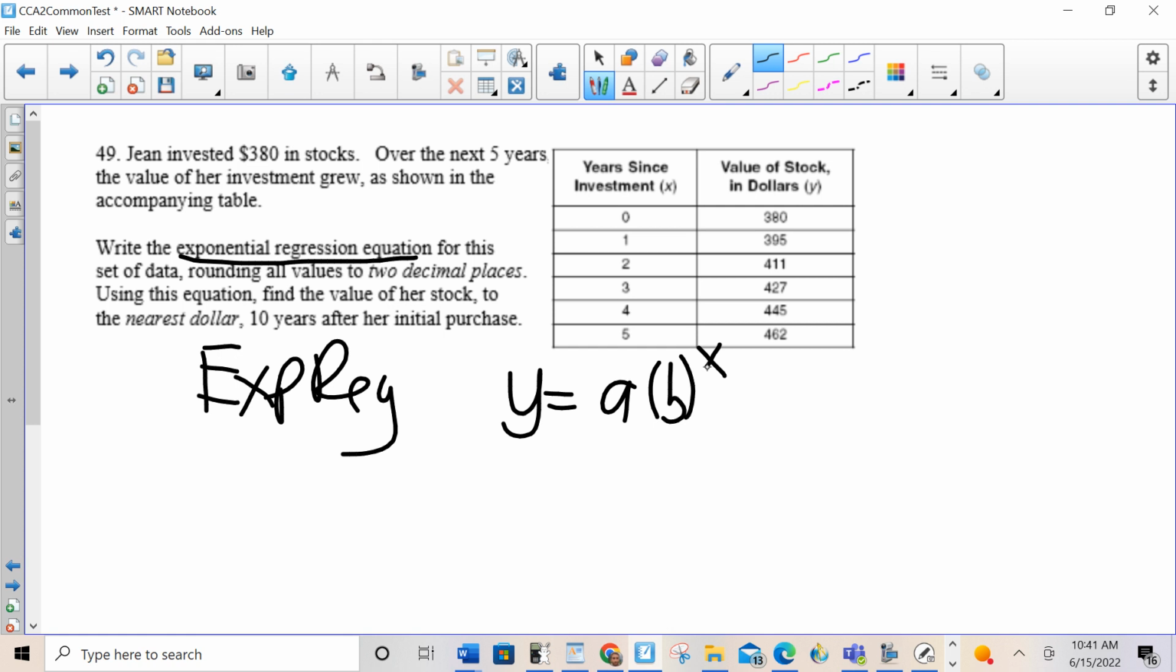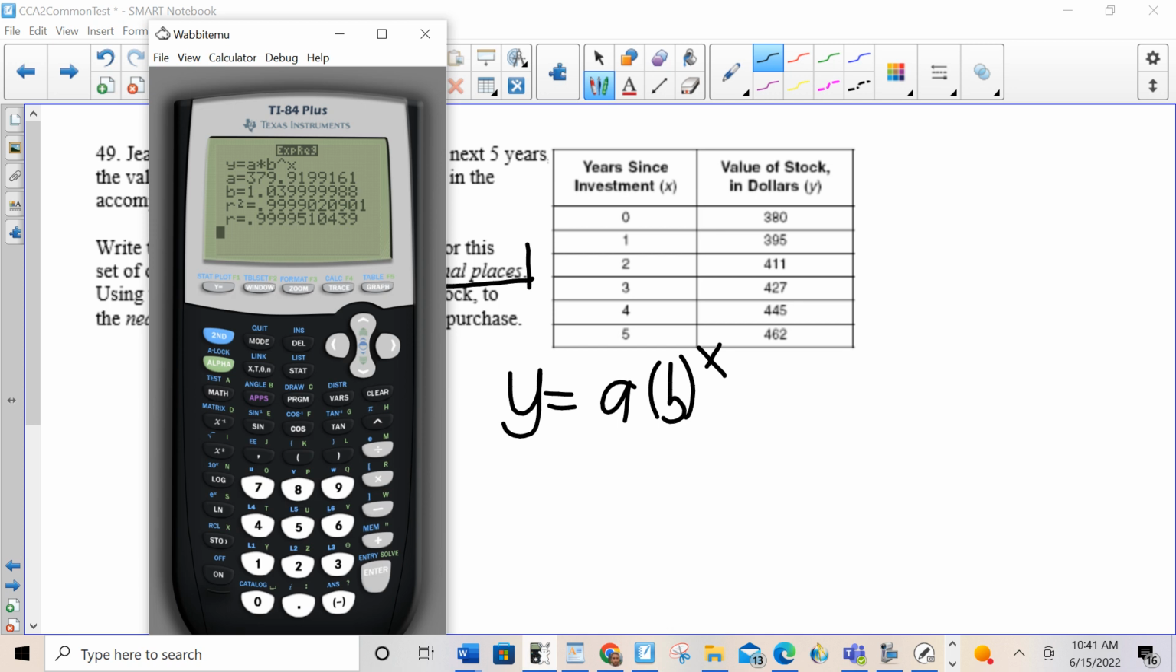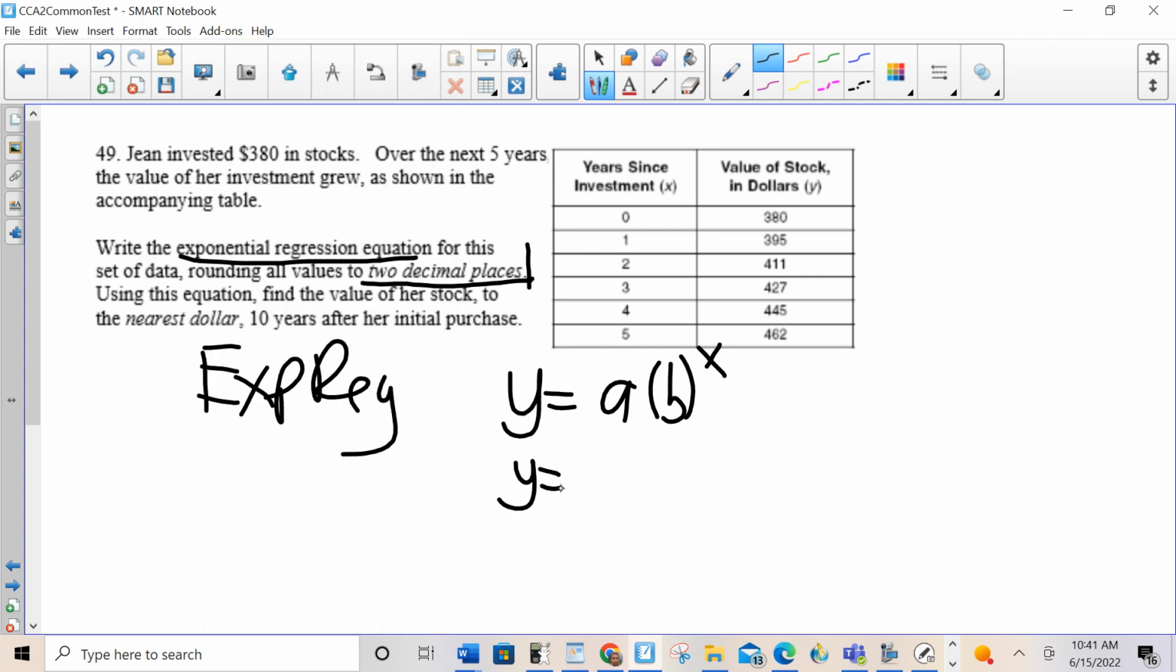You need to be very careful with your reading and rounding. This first question says to two decimal places. So I have 379.92.